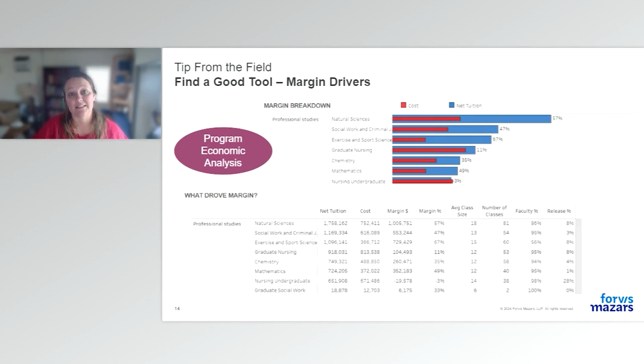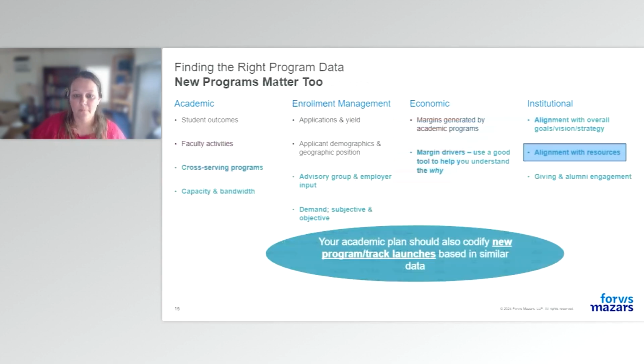Program Economic Analysis is an integral part of strategic academic planning. I hope that the previous slide made it clear that strategic academic planning involves all sorts of data that have on their face very little to do with the finances. But at minimum, we would make the case that institutions need to probably understand the financial picture of their academic programs, in addition to understanding all of that other information.